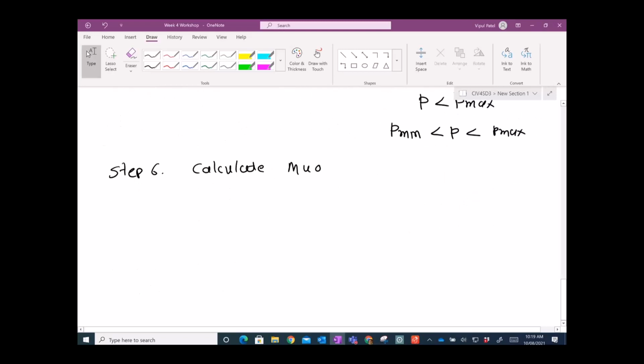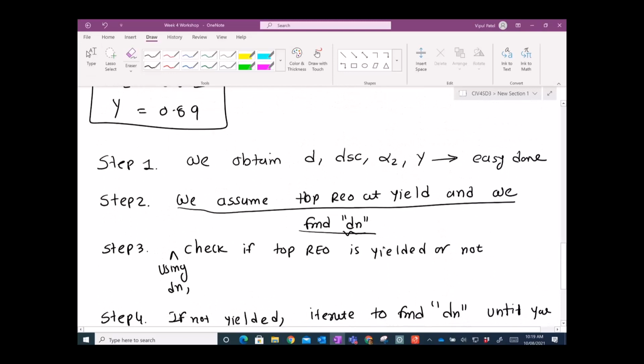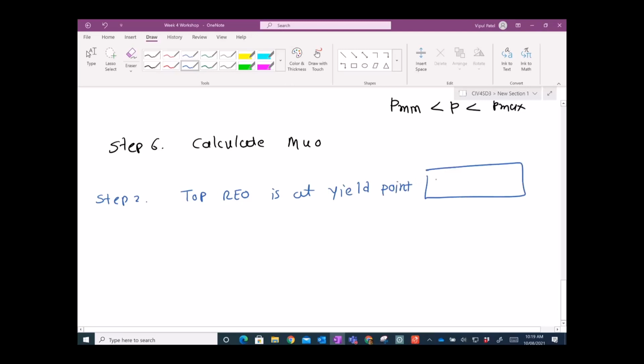So let's start using it. As you know, the first step is done. Now we want to do the second step, that is we assume that the top steel is at yield and we find DN. So let's say step 2, the top steel is at yield point, and that is the assumption, and we're going to check later.